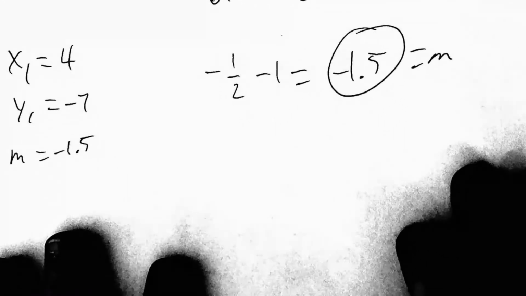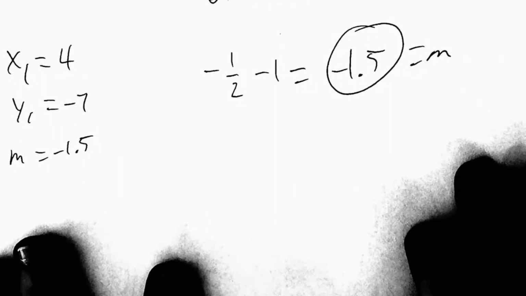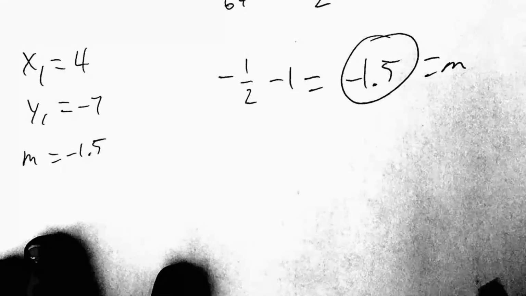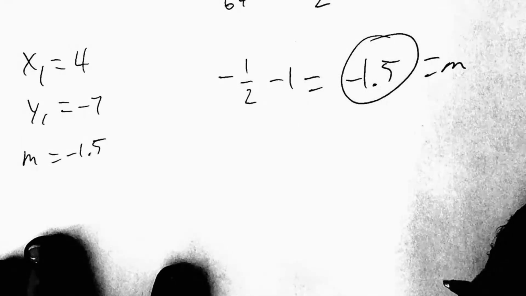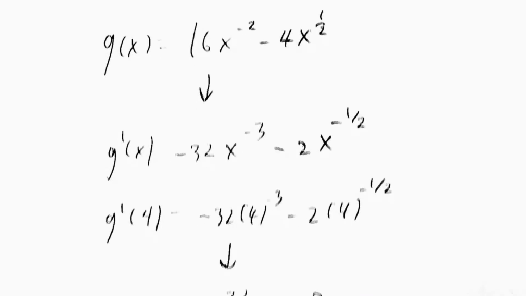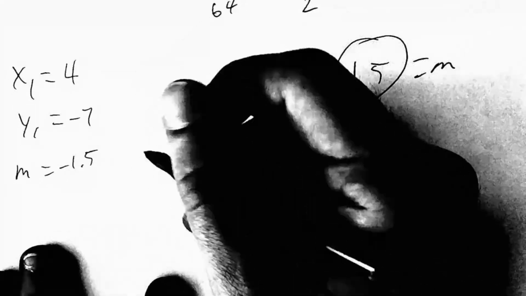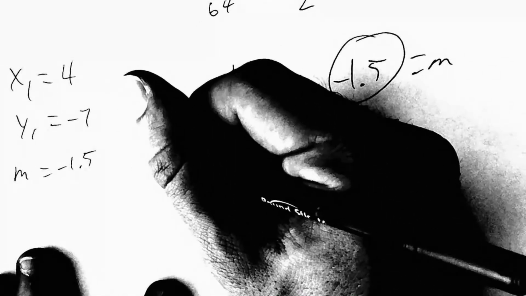And at this point, you can solve for b, right? I could do y equals mx plus b and solve for b, but because it's quite a messy equation, I really don't want to do that. So I'm going to write down, okay, it cut out there, but this is x1 equals 4, y1 equals -7, m equals -1.5.